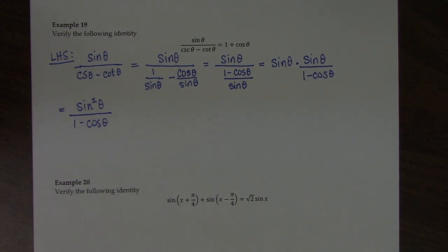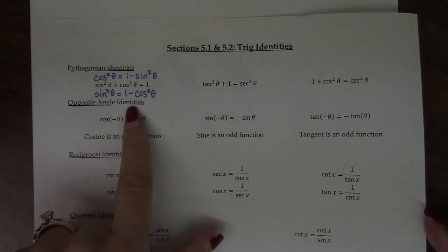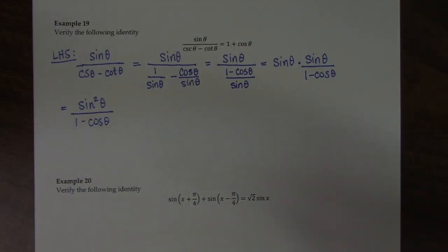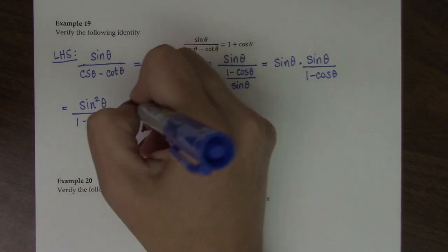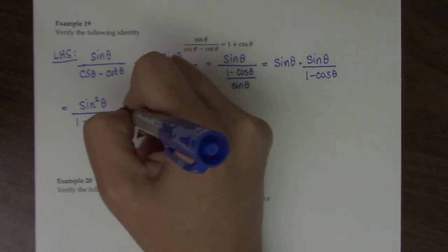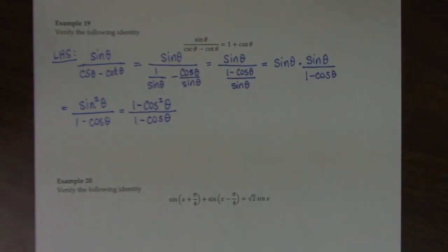But what I want is a 1 plus cosine theta, and notice there are no sines in my right side that I'm trying to combine. So we already looked at the Pythagorean identity and saw that sine squared is equal to 1 minus cosine squared. So why don't we substitute that and turn it into a cosine and see what happens. So 1 minus cosine squared theta over 1 minus cosine theta.